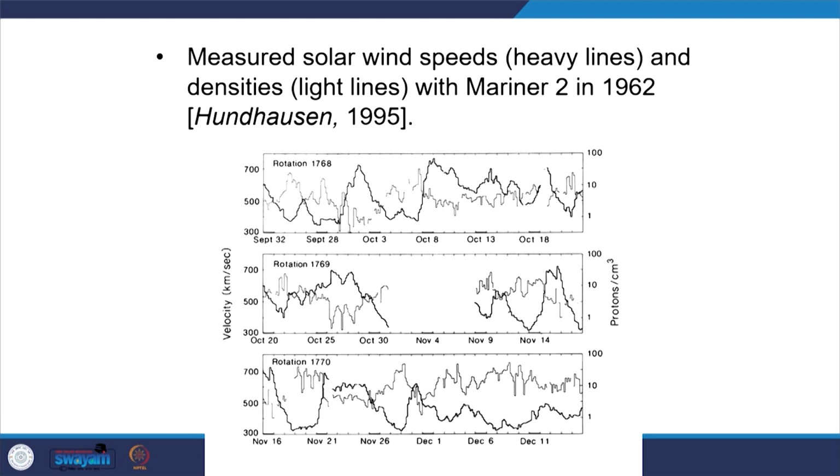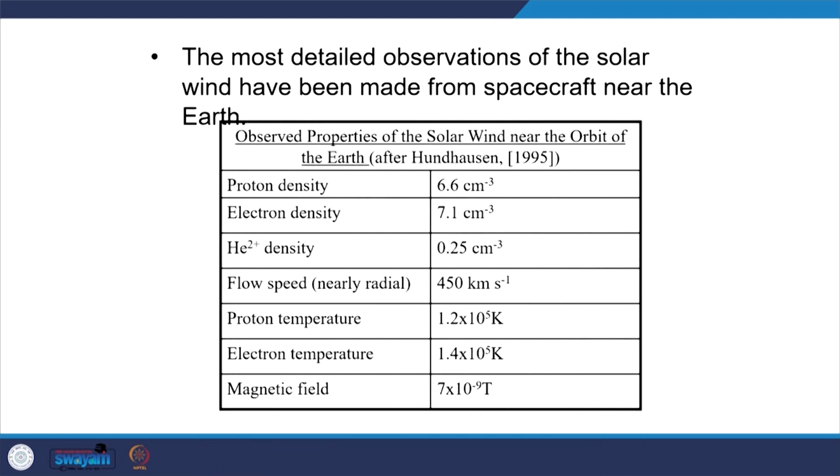Measured solar wind speeds, in this picture you see that. These are the continuous measurements. They indicate solar wind speeds vary over a period of time, and this is a constant phenomenon. Now let us talk about the observations of solar wind. Let us put some numbers in perspective.